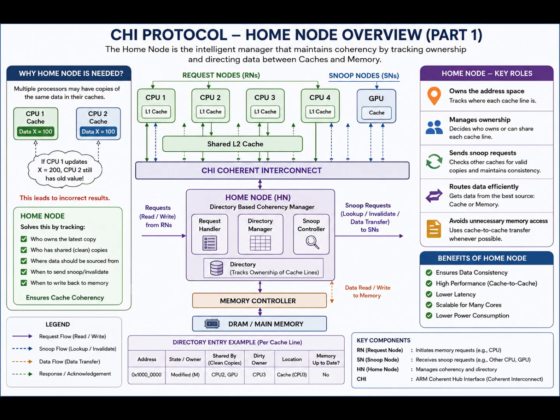of cores efficiently. So, in the next part of the series, we'll dive deeper into the internal architecture of the home node. We'll explore how the directory works, how read requests are processed step by step, and how the home node decides whether data should come from the memory or from another processor's cache. Once you understand that transaction flow, the entire CHI protocol becomes so much easier to visualize.